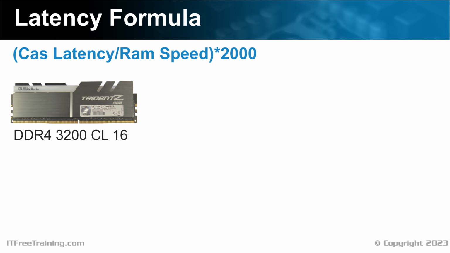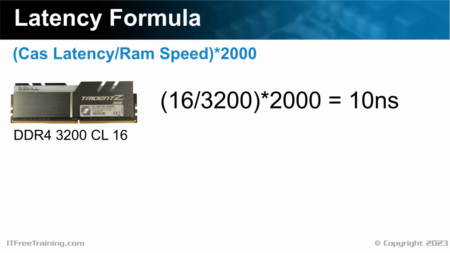If we again consider our example memory module, this memory module has a CAS latency of 16 and a RAM speed of 3200. Putting this into our formula gives us a result of 10 nanoseconds. This is only a rough estimate, but is essentially saying it will take 10 nanoseconds to retrieve data from the memory module.